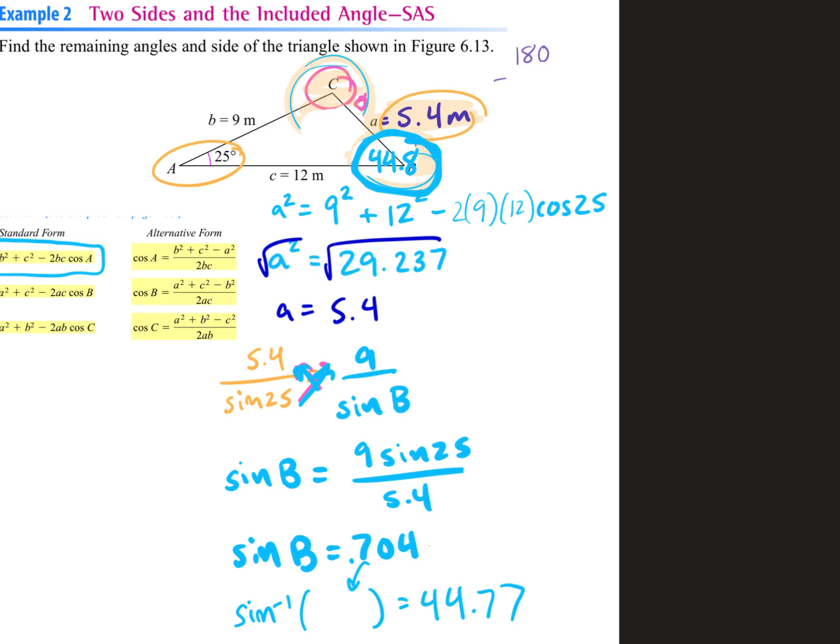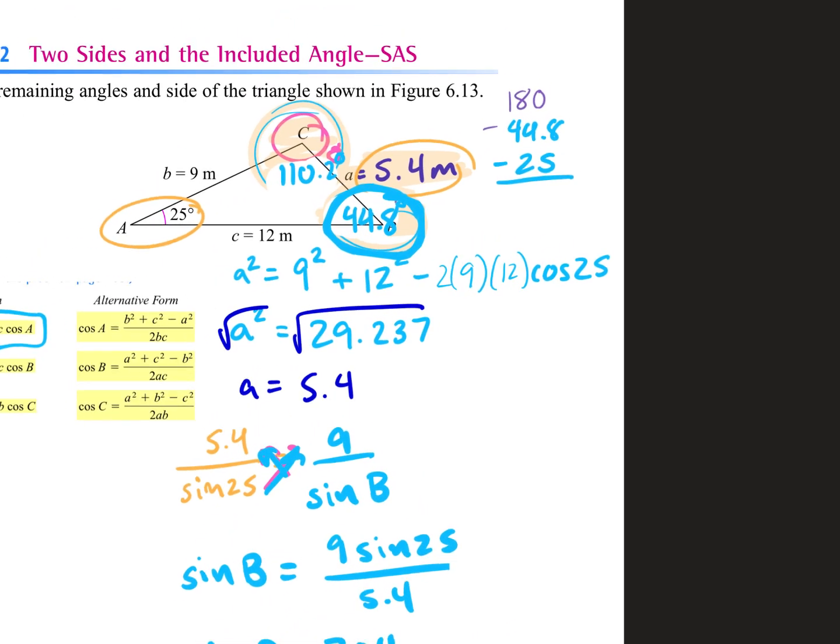So now how can we find C? We would do 180 minus 44.8 minus 25. What do we get? 105.2? 110.2. Sorry. So these are our answers.